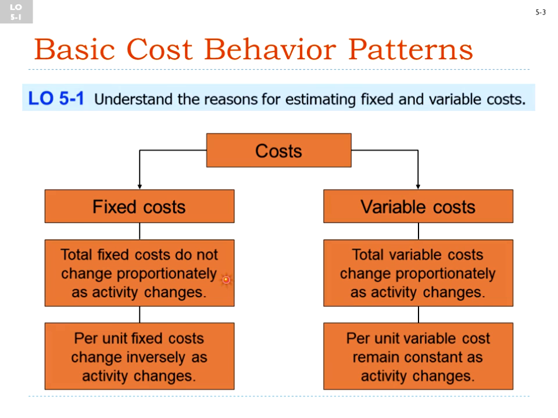But with variable cost, the per unit cost is constant. Okay, so let me repeat that. Total fixed cost is constant, and per unit variable cost is constant. Okay, so again, the total for fixed cost doesn't change, and the per unit variable cost doesn't change.